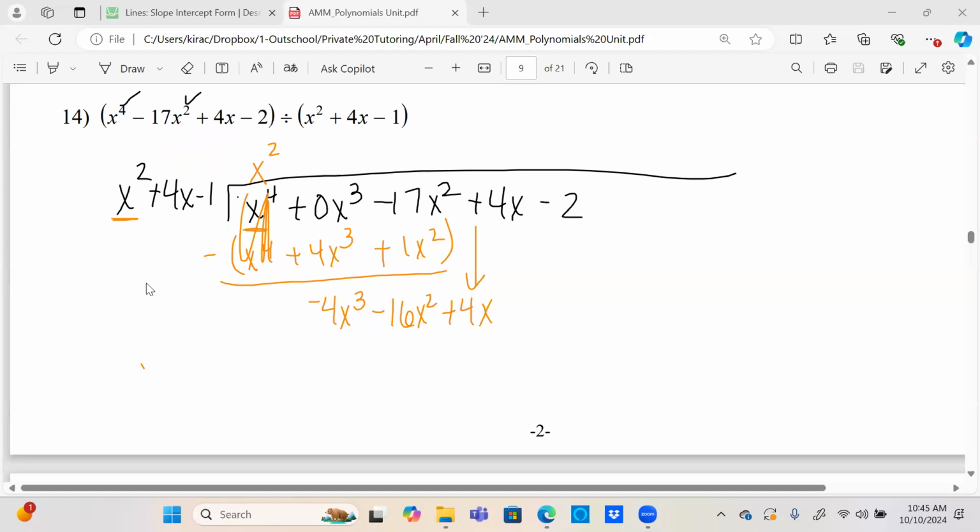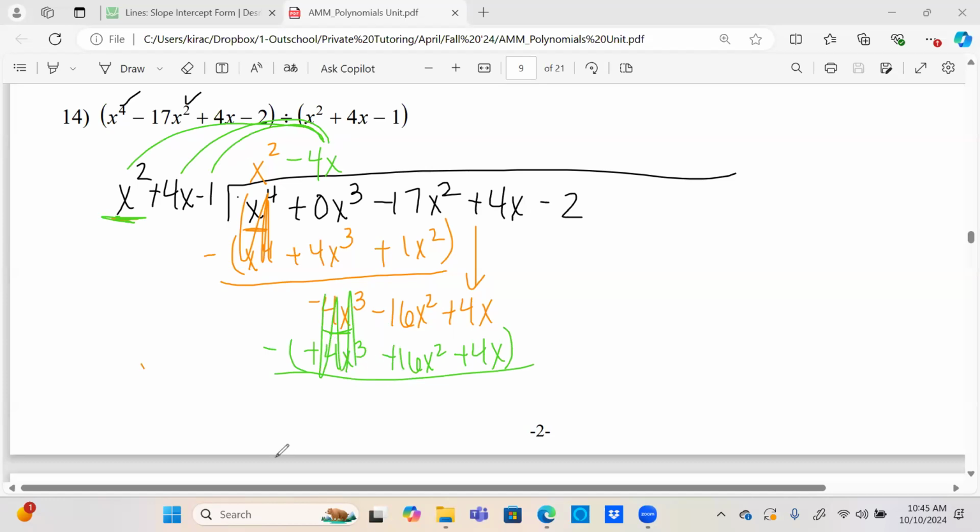And now let's go again. X squared needs to look like this. So he needs a -4 and one more x. That will get him to -4x cubed, -16x squared, positive 4x, subtract, minus minus will turn to plus and cancel. Minus minus will turn to plus, and that one's actually going to cancel. And 4 minus 4, that one's going to cancel. So that whole thing is gone, and we're just going to drop the constant.